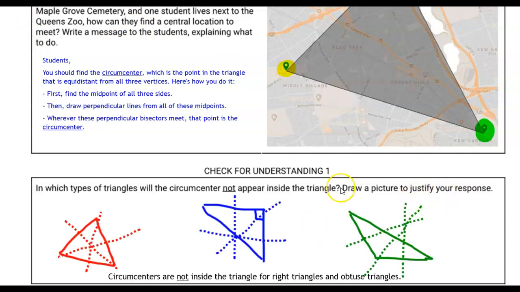And you can see here, especially when a question on a test or a quiz or on the Regents asks you to draw or sketch a picture, it doesn't necessarily need to be super perfect, but we can see that circumcenters are not inside the triangle. For right triangles, you can see that it's on the edge of the triangle, so we call that the midpoint of the hypotenuse, right? And obtuse triangles, obtuse outside, right? The obtuse triangle has a circumcenter that's outside of that triangle.